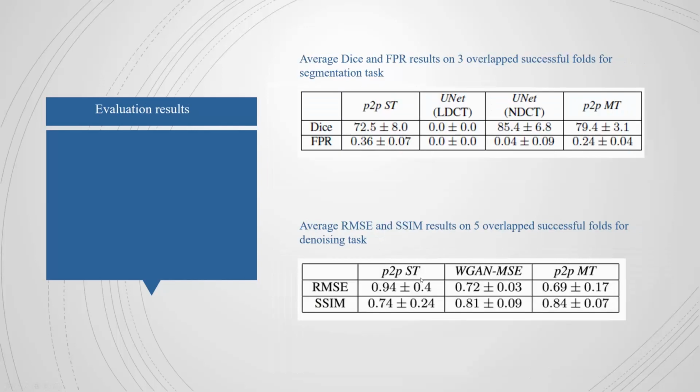This slide shows the quantitative comparison of single-task learning-based methods with our proposed Pix-to-Pix multitask learning method. In the top table, the average DICE score and false positive rate over 3 overlapped successful folds is shown for the segmentation task, and the table below shows the average root mean square error and structural similarity index on 5 overlapped successful folds for the denoising task.